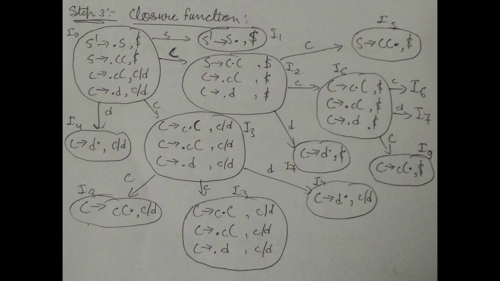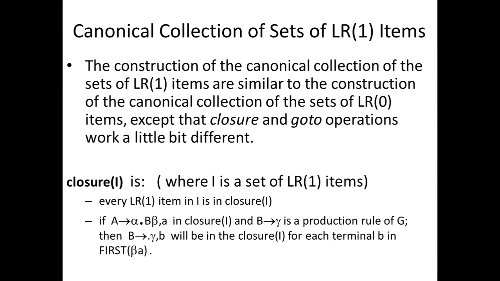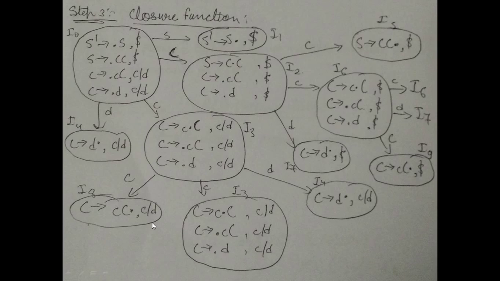So for constructing the LR1 closure of I, every LR1 item is in closure of I, and if A gives alpha dot B beta comma a is in closure of I, then we include B gives dot gamma comma b in closure of I for each terminal b in first of beta a, where beta a is this one. Okay, so moving on, we construct the closure function.